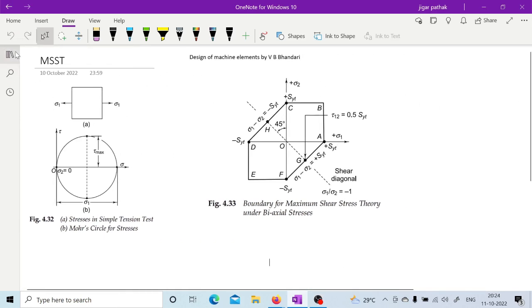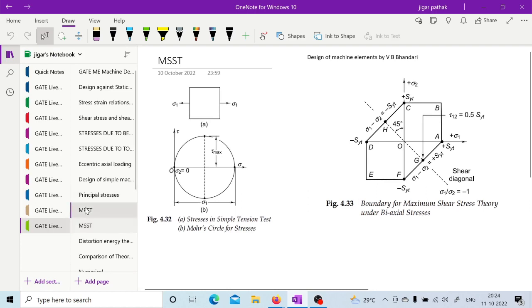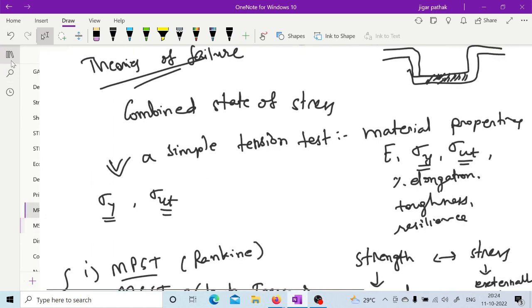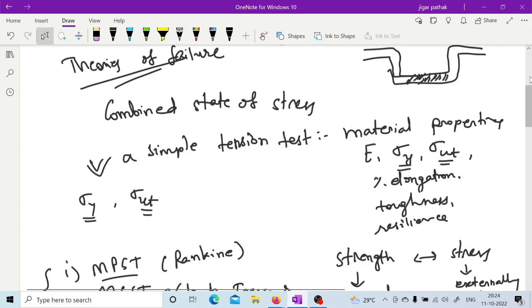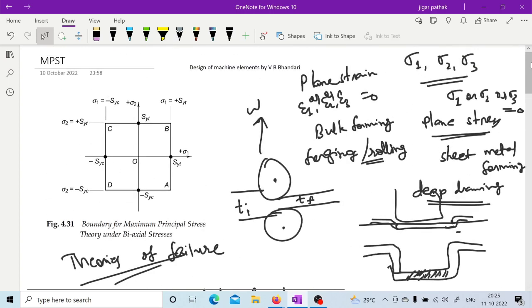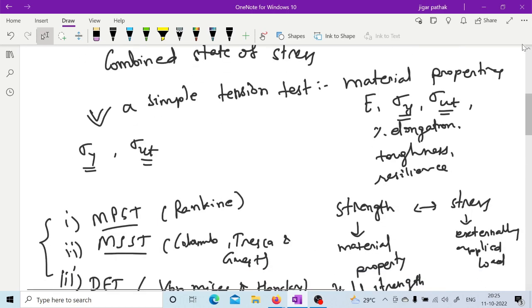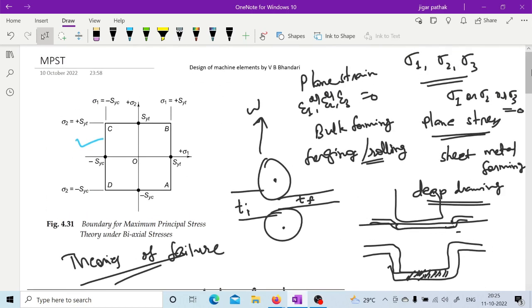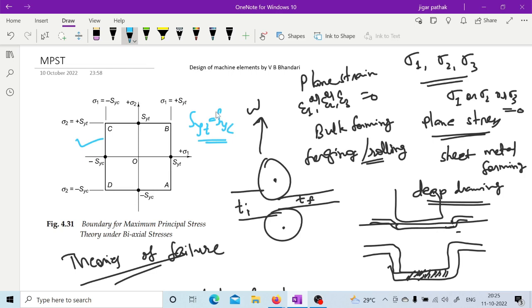Oh, one more thing is there in the maximum principal stress theory. As you can see, whatever we have discussed is mentioned here. But one interesting thing is, see here it is almost like a square, because S_yt and S_yc are considered almost equal, which is the case for ductile material, right?